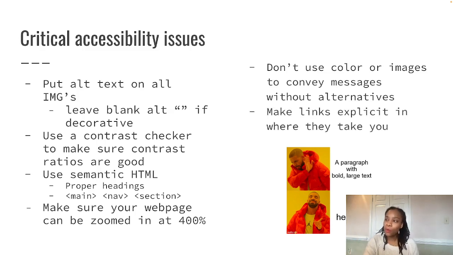The other thing that we should be considering is if we have any links, that the links are explicit in where they take you. So something like click here is not good enough. So click here should never be used. We should always be putting where this link is going to take us. So if we have a link that's going to take us to a PDF about accessibility, instead of putting click here, we'd put accessibility PDF or something, so that we know exactly what we're clicking on.